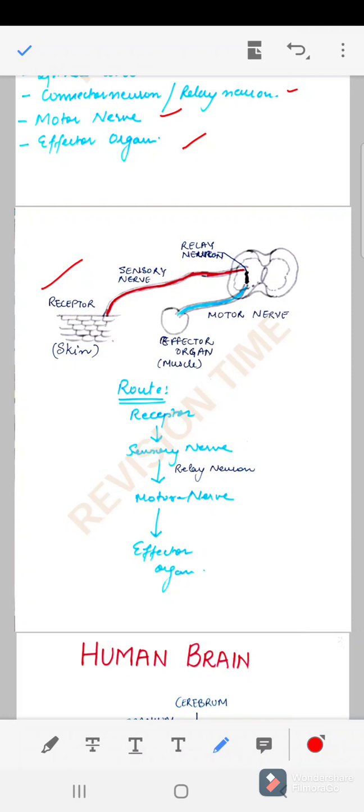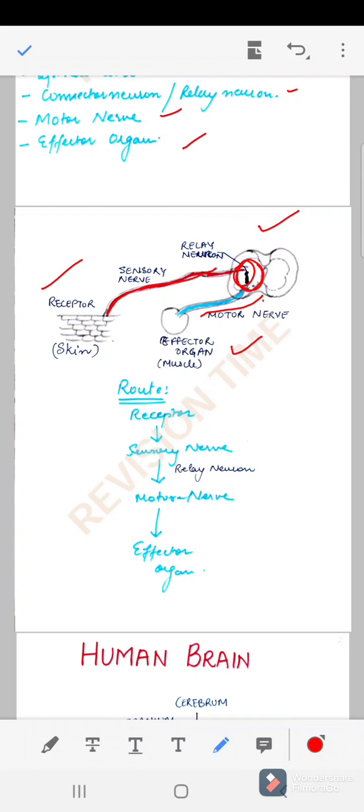So the nerve impulse is generated there. This nerve impulse will be carried by this sensory nerve having the sensory neuron towards the spinal cord, and we have this relay neuron here. This neuron is connecting the sensory nerve with the motor nerve, right? Then the nerve impulse after reaching the spinal cord will come back to the effector organ through a motor nerve.